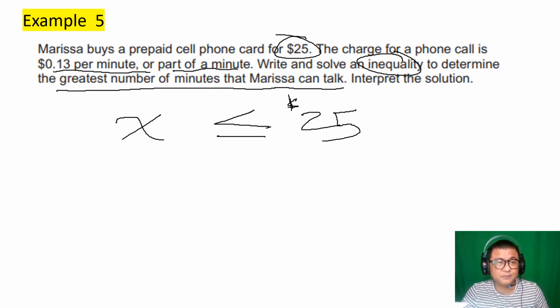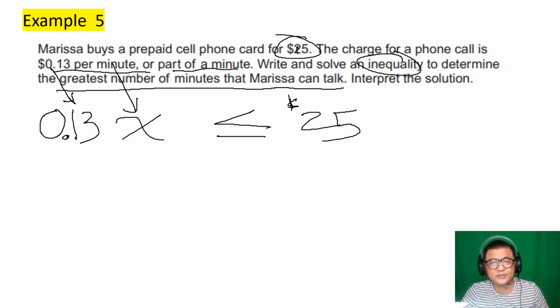So what will you multiply X with? You'll have to multiply it with 0.13 because a minute is X. Okay, that's what you want to know. That's this one. All right. And 25 is that one. Okay, so solve for X.